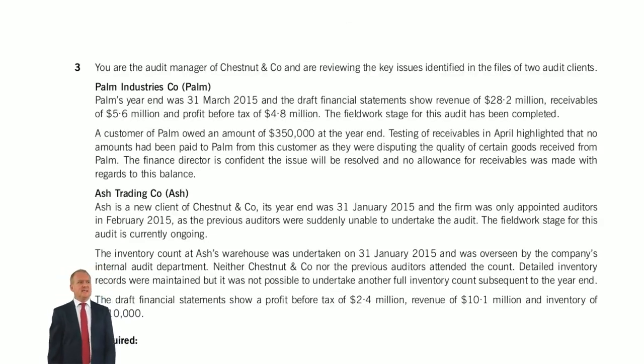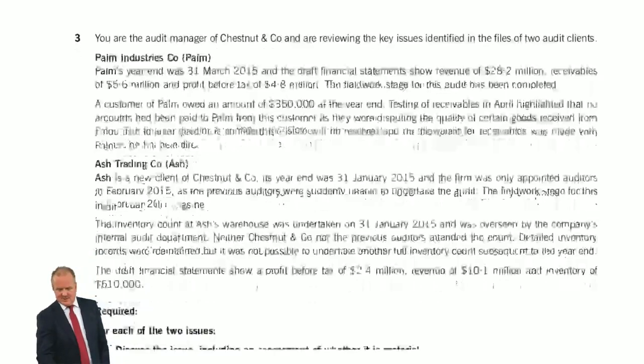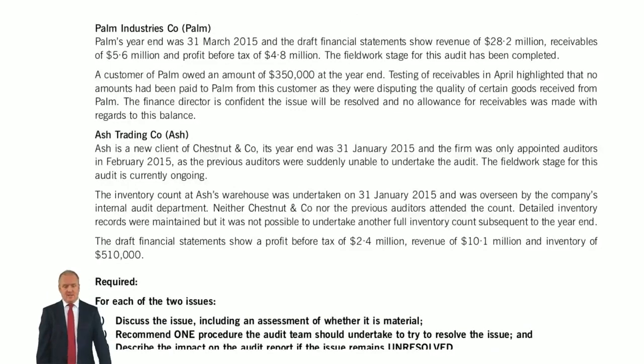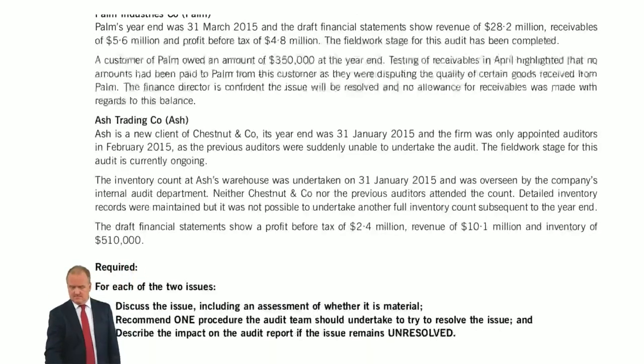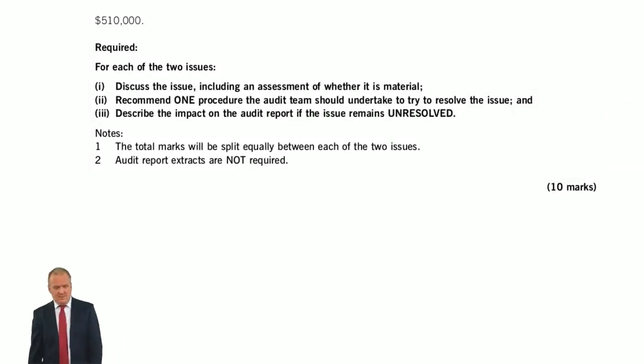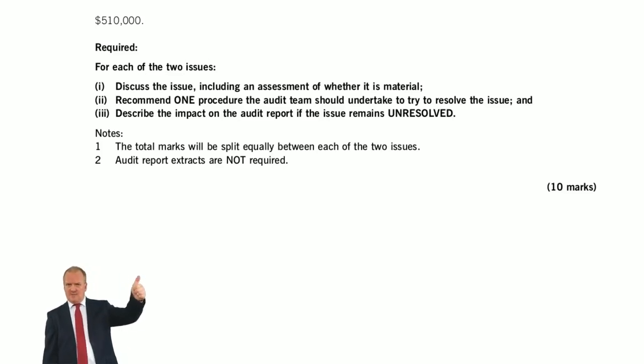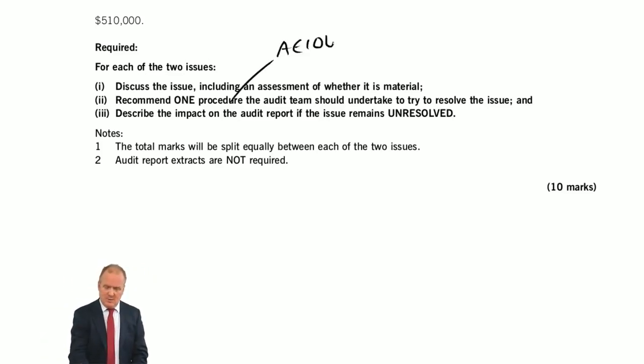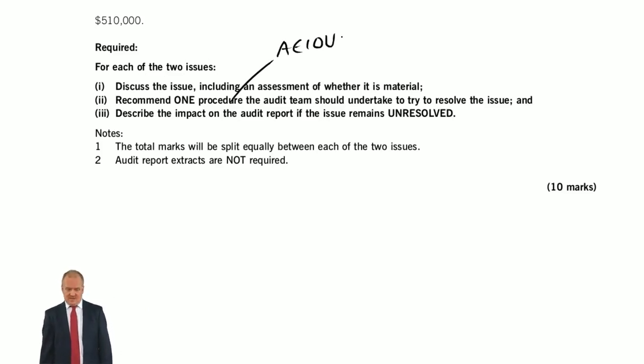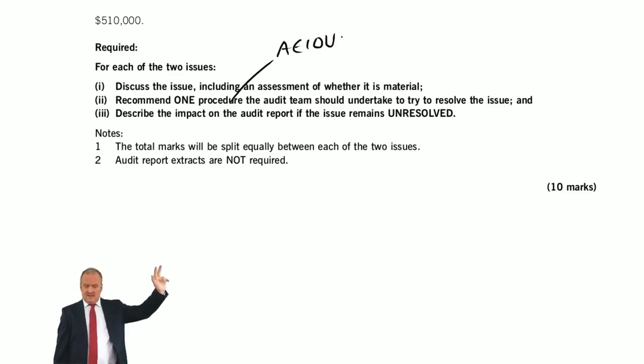But the question we're going to have a look at is number 3. As you can see, it's similar to another question that we have done. There are 2 stories, and the question says, for each of the 2 issues, the 2 stories above, discuss the issue, including an assessment of whether it is material. So what is the issue? Is it material? Recommend 1 procedure. So that's going to be AEIOU. The audit team should undertake to try to resolve the issue. So let's just summarise. Issue, materiality, 1 audit test, and describe the impact on the audit report if the issue remains unresolved. You've got to do 4 separate things.